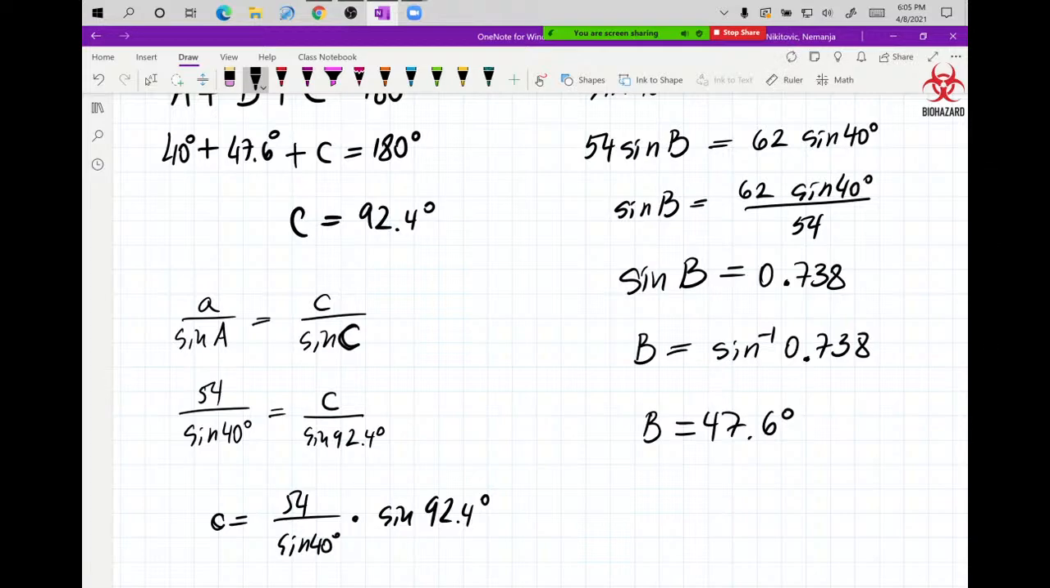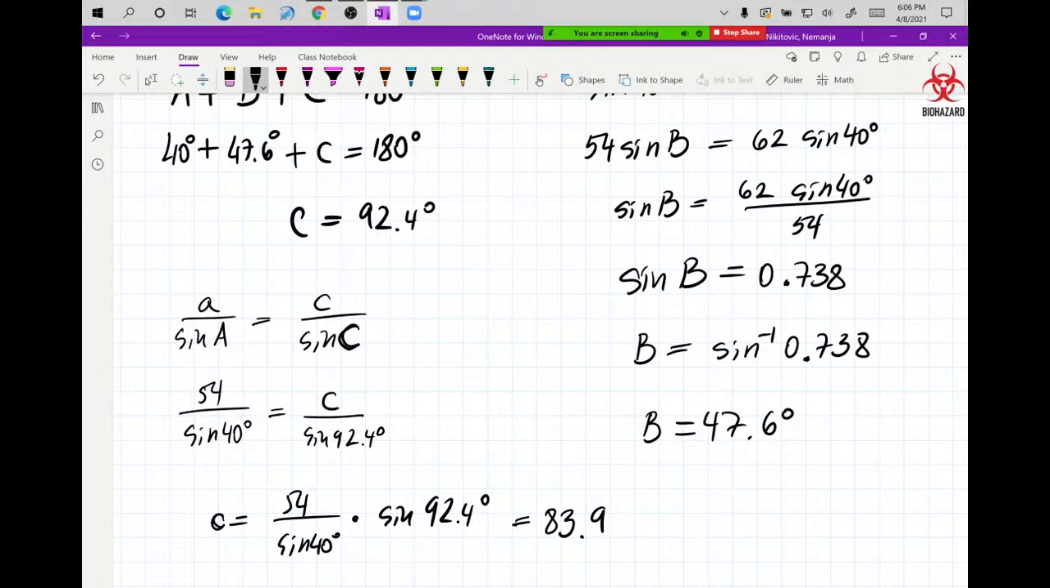So 54 times sine of 92.4 degrees divided by sine of 40 is 83.9. We did not have units, so it's lame. So we solved the triangle.